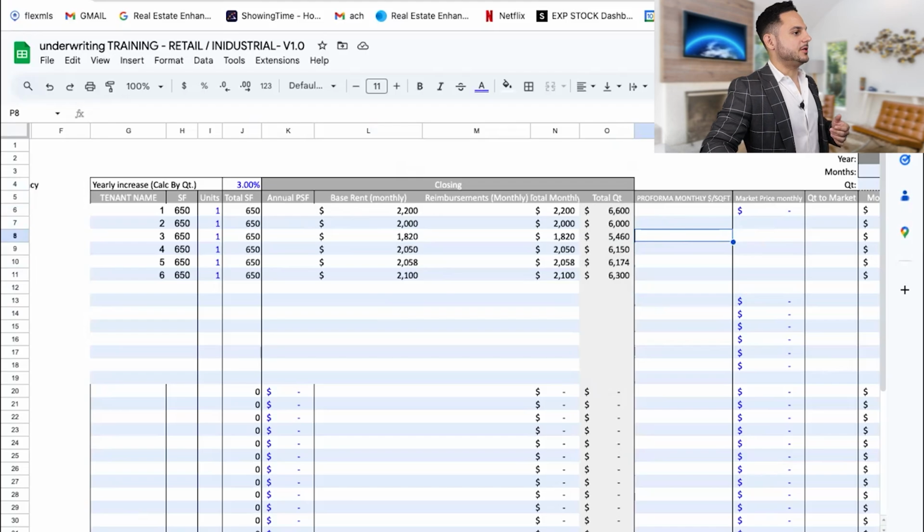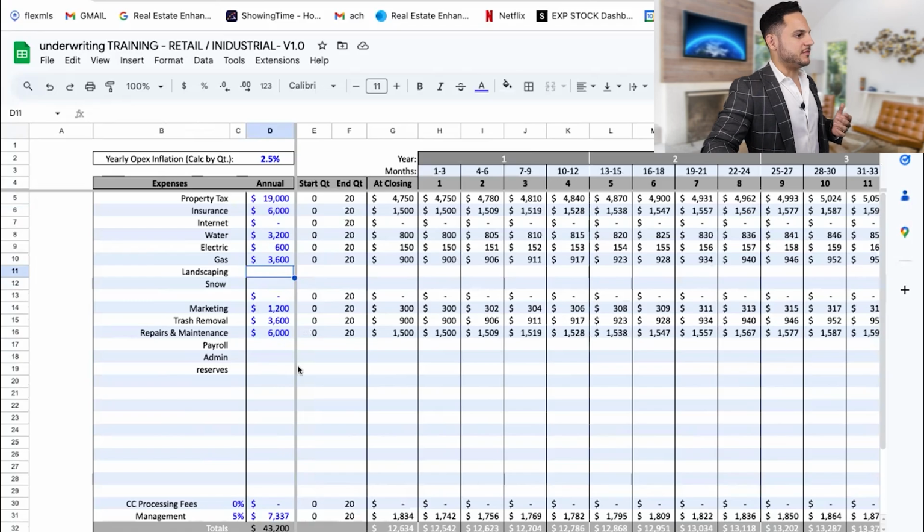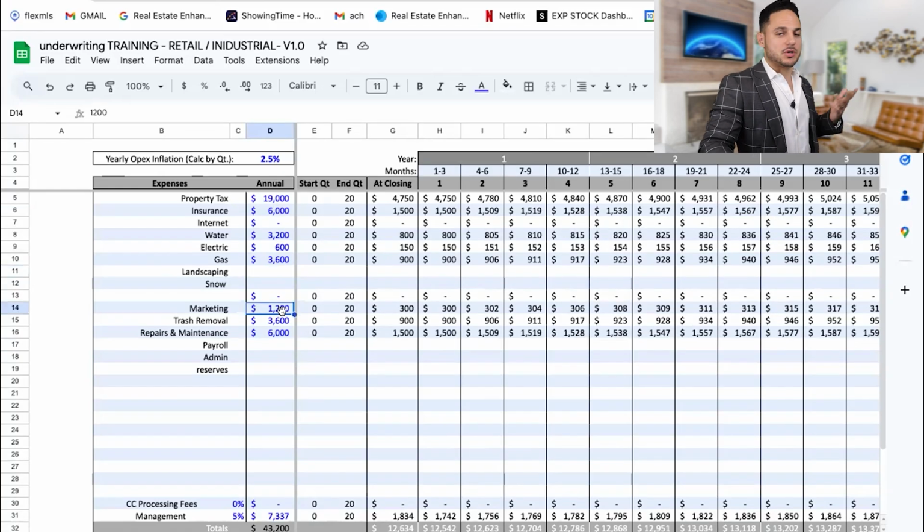Let's scroll down a little bit here. So I got my taxes, my insurance, water, electric, gas. It doesn't really have any yard, but snow removal, landscape, there's nothing there, obviously, because we're in Manhattan. You want to make sure you're very conservative across the board. These are just numbers that I went a little bit higher than what the seller told me. Marketing costs, you're always going to have marketing costs.